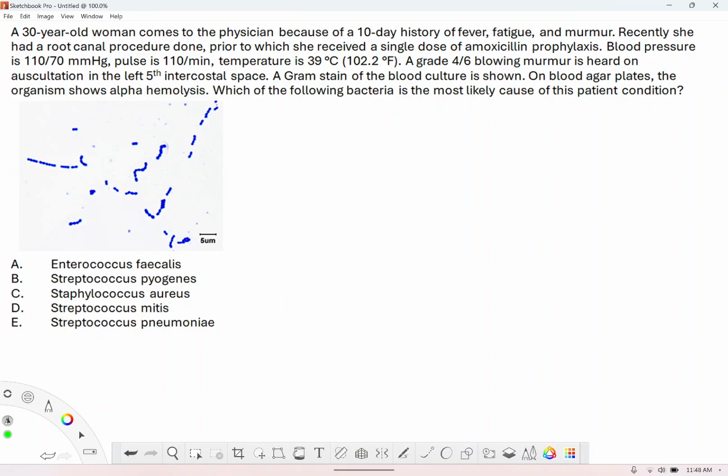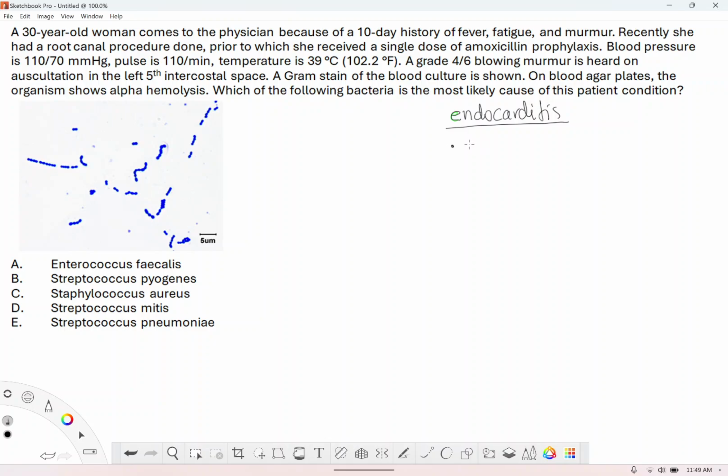A 4 out of 6 blowing murmur is heard on auscultation in the left fifth intercostal space. A gram stain of the blood culture is shown on blood agar plates. The organism shows alpha hemolysis. Which of the following bacteria is most likely the cause of this patient's condition? Okay, it looks like we are talking about endocarditis, but let me see. If I expect endocarditis, what would I be looking for? First, let's diagnose, then we answer the question.